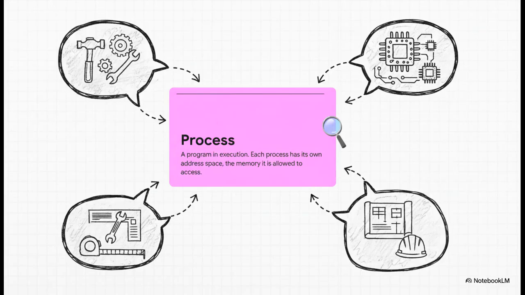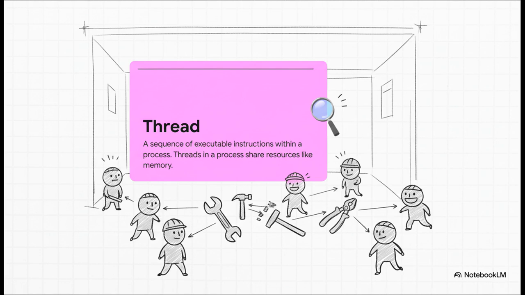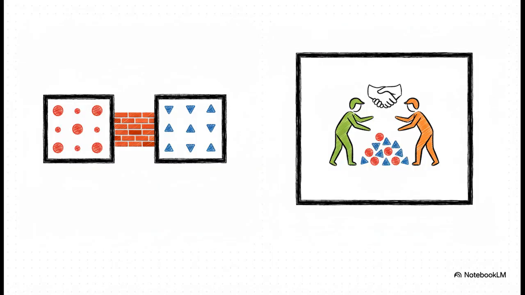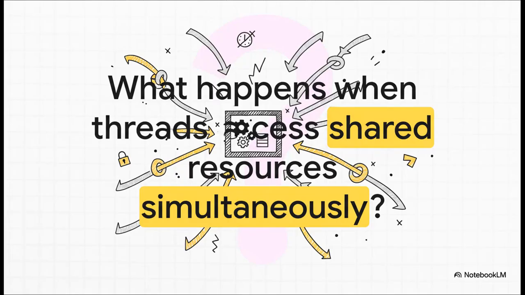A process is basically a running program. Think of it as its own little workshop, with private tools and space. And threads? They're the workers inside that workshop. And the key thing is, they share everything. So the big takeaway? Processes are loners, totally isolated. Threads are like roommates who share all their stuff. And that sharing? That's where the problems start.